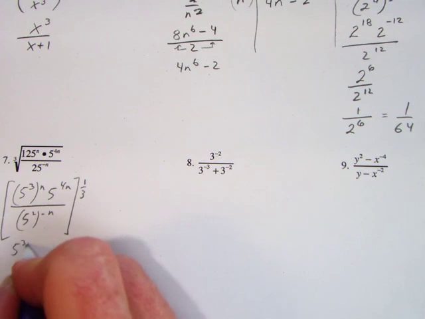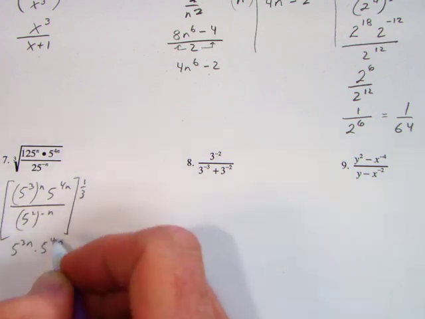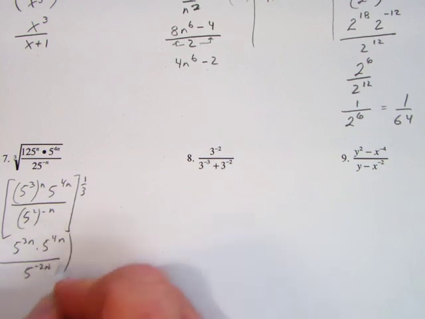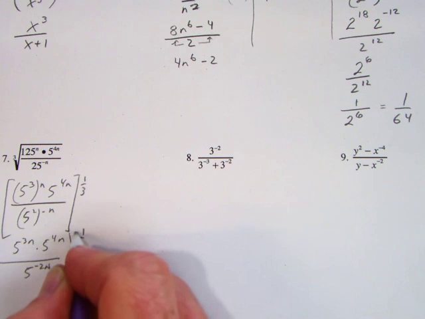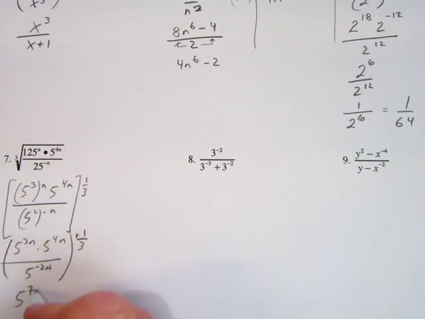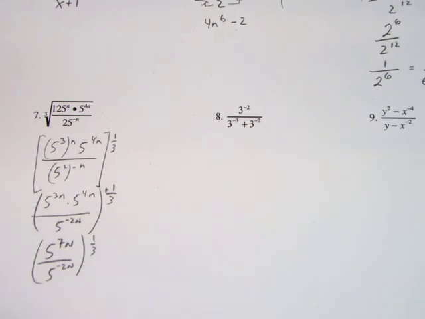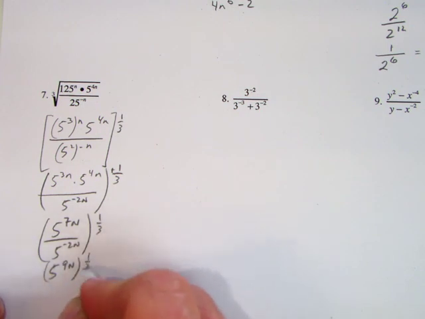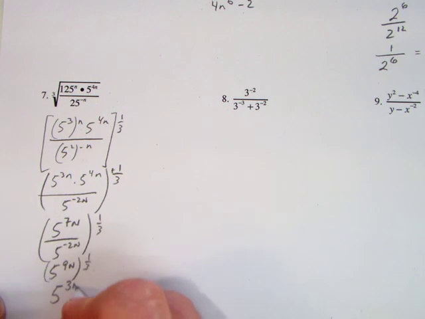This is 5 to the 3n times 5 to the 4n divided by 5 to the negative 2n. And again, we have negative 1, or positive 1/3 power, sorry. So on the top, we'll have 5 to the 7n divided by 5 to the negative 2n, to the 1/3. 5 to the 7n minus negative 2n will give us a positive 9n. And now 9n times 1/3 will be 5 to the 3n.